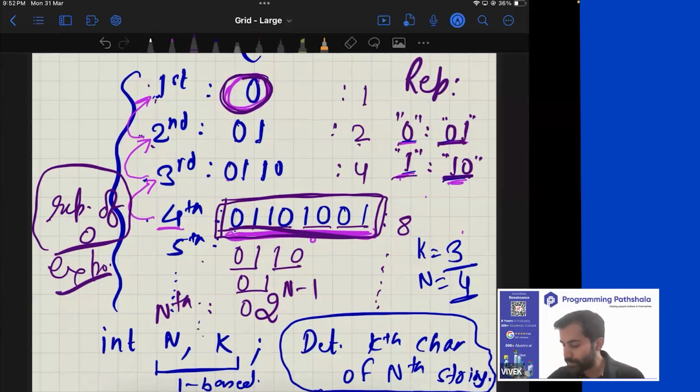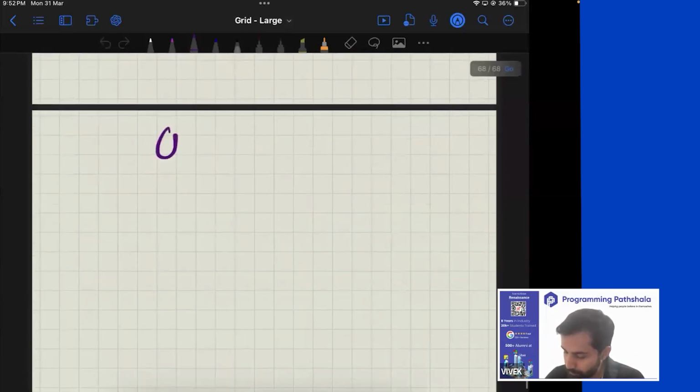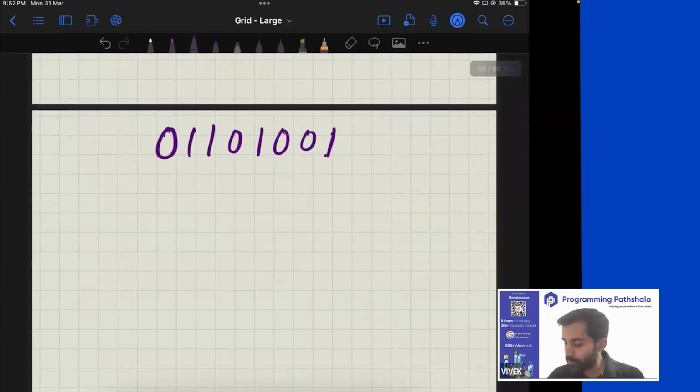And now I want to show you one more thing. So I'll pick this string. What is it? 0110 and 1001, and I'll write it here: 01101001. See, we all know that this string came from 0. It originated from 0, right?